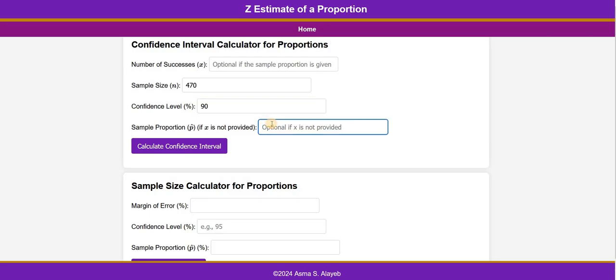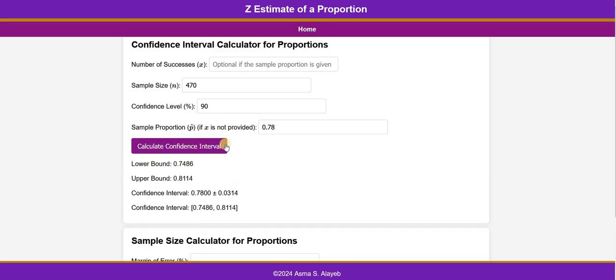And then I have P hat. I was given P hat, not X. So I'm just going to use P hat, which is 0.78. And then I'm going to say calculate the confidence interval. Notice here how we have the lower bound of the interval, the upper bound of the interval, and then the confidence interval in two notations. This first notation right here represents the point estimate plus or minus the margin of error. So this number right here represents the margin of error.